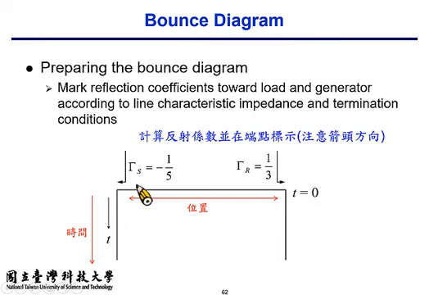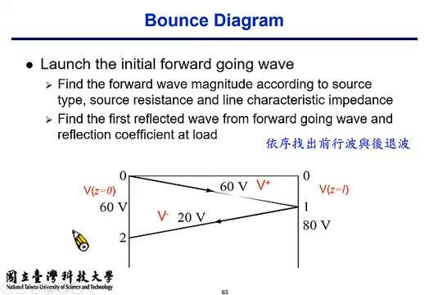Alright, so the first thing is preparing the bouncing diagram with this configuration. For your convenience, please do label the reflection coefficient on the right hand and the left hand. To the right, the reflection coefficient is 1/3. To the left, it is minus 1/5. The horizontal axis represents the position, while the vertical axis represents the time progress. So the first thing is to draw the V plus signal, which is a tilted line going from left to right.